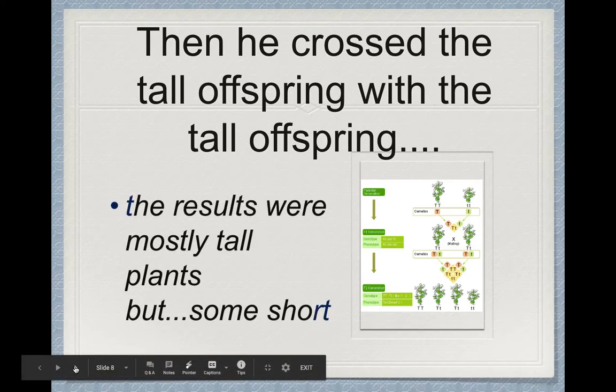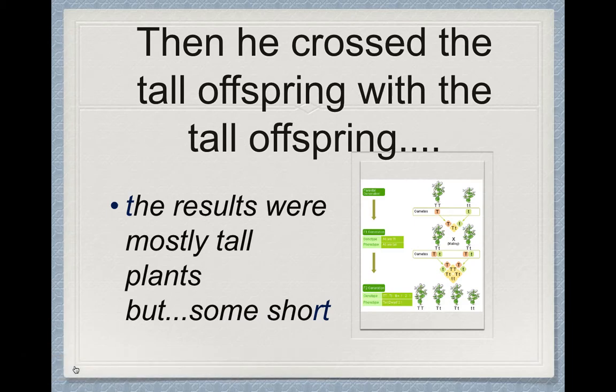And this time he got mostly tall plants, but some short plants. Now this confused him. Again, he was confused. He thought that if he crossed a tall plant with a tall plant, he would get all tall offspring, but that was not the case.